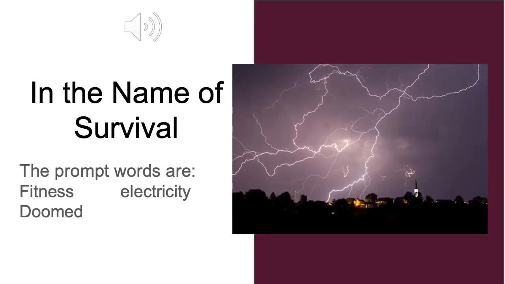And finally, we have here another scenario. In the name of survival is your title. You have three prompt words: fitness, electricity, and doomed. Can you, again, imagine yourself in a dystopia, and apply the three-part scene structure to this scenario? Can you imagine a character, what problems might they have to deal with? What is their problem? What are they aiming to achieve? What obstacles might get in their way? And what change might exist at the end?